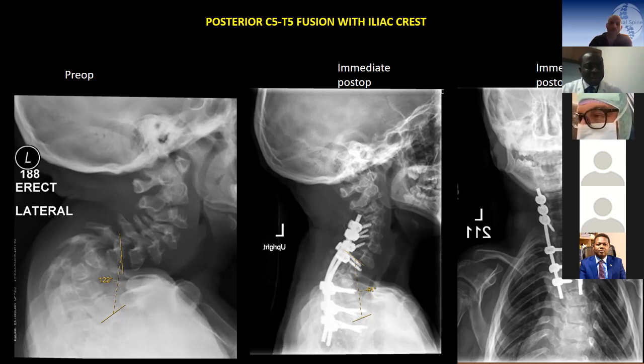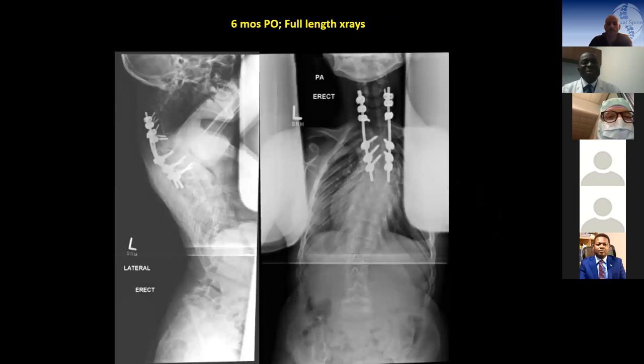But as you know, this usually is not the end of the story. The story continues. The patient comes back. She does well the first several months, and then 6 months later, she comes back to clinic. On her standing X-rays, you can see that already she's starting to fail at the top, which brings back your point that maybe you should have gone to C2, or we should have gone to C2 to begin with as well.